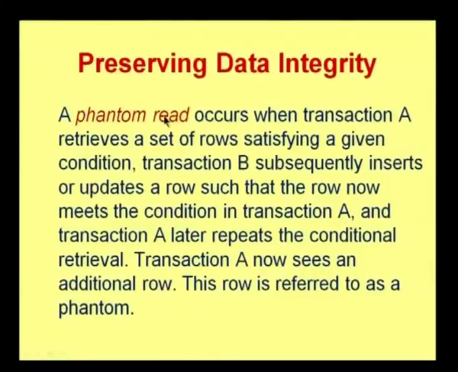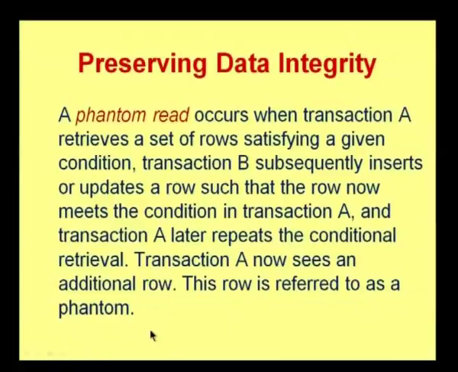Next is phantom read. Here, a transaction A retrieves a set of rows satisfying a given condition. Subsequently, B inserts or updates a row that meets the condition that A had fetched, and transaction A later repeats the conditional retrieval. Now, transaction A sees an additional row. This row is referred to as a phantom row.